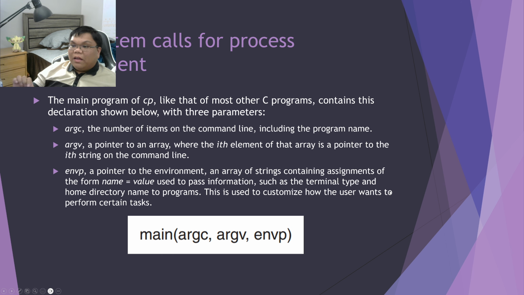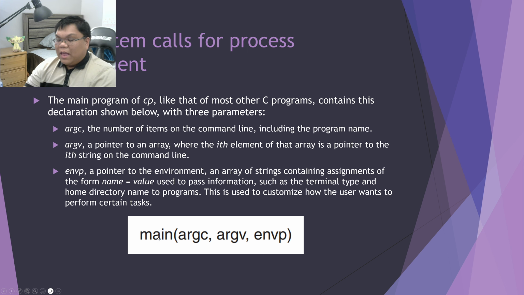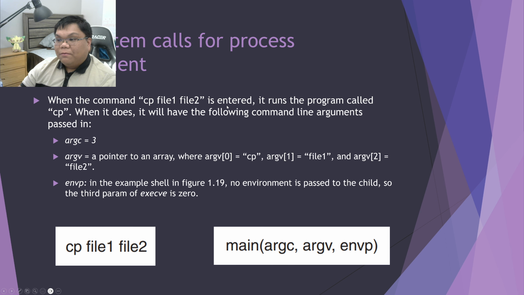The main program of cp, like that of most other C programs, contains this declaration shown below and has 3 parameters. So you may have written C programs or C++ programs and have encountered stuff like this: argc, argv. What is this? Well, argc, that's the number of items on the command line, and that includes the program name. argv, that's a pointer to an array, where the ith element of that array is a pointer to the ith string on the command line. And envp, that's just used to customize how the user wants to perform certain tasks. When the command cp file1 file2 is entered, the child process is gonna run.